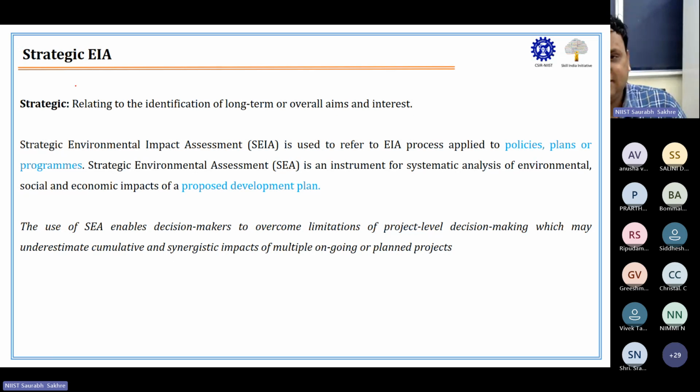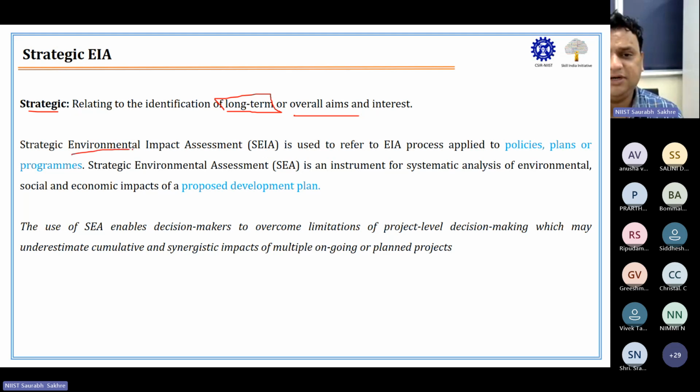Now, as the name indicates, strategic means something which is long term, let's say 10, 20 or 25 years. It relates to the identification of long-term or overall aims and interests, like all the facilities you are seeing today for ISRO, like VSSC, then the Thumba region, where they do jet propulsion. They were started 30, 35 years before, with the view that in this area, within 10 kilometers, there won't be much development. That was strategic EIA.